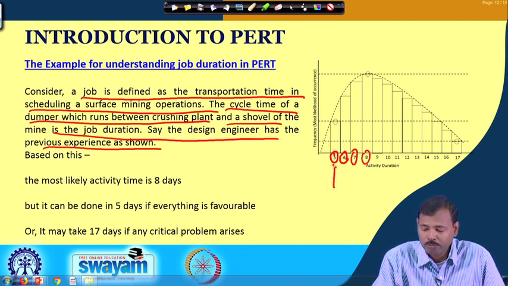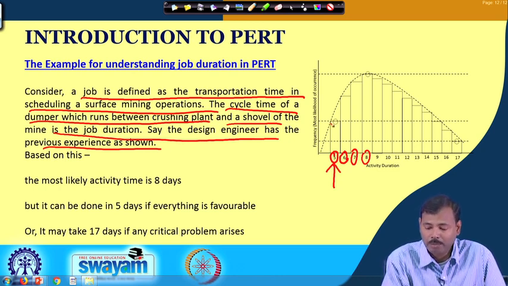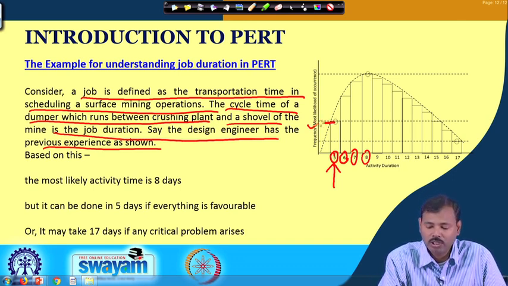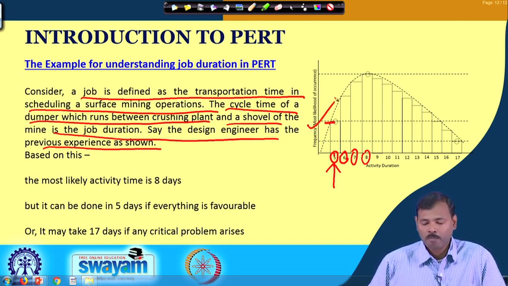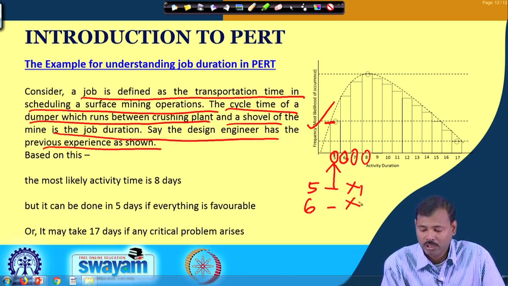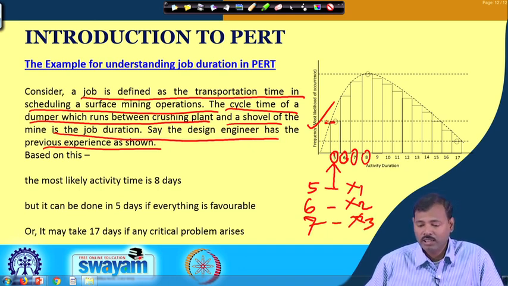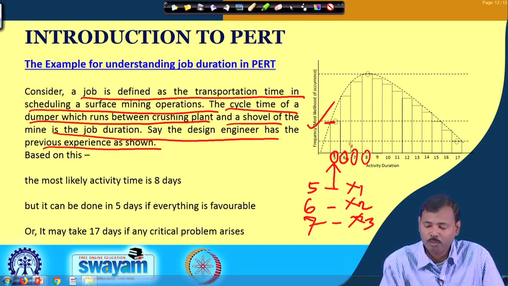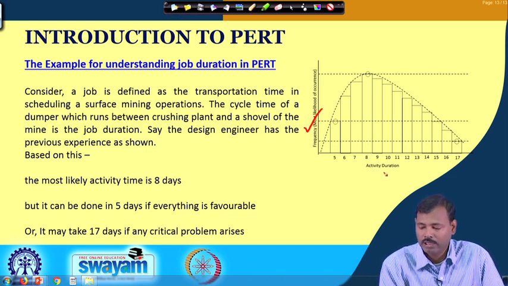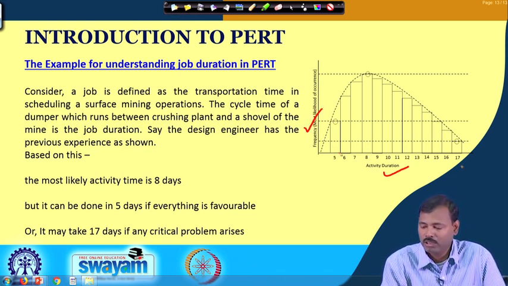So, the minimum time we have found is 5 minutes, and the number of times we have experienced 5 minutes is the frequency which we are considering on the y axis. So, 5 minutes occurred x1 times, a 6 minute cycle time x2 times, and 7 minutes was experienced x3 times. Like that, frequencies are considered and we have plotted the frequency against the actual duration.